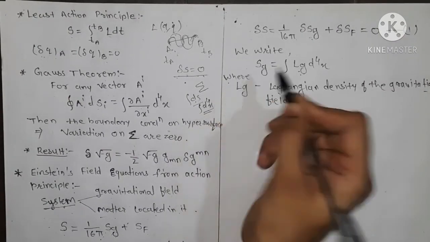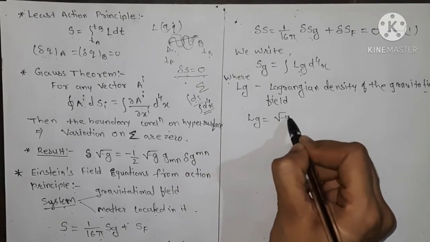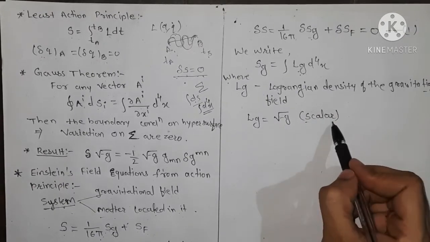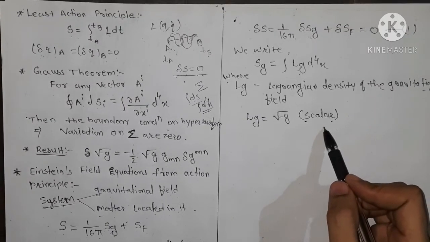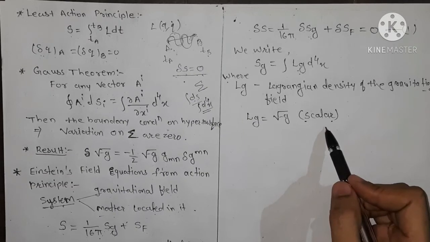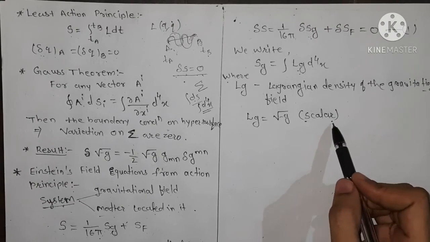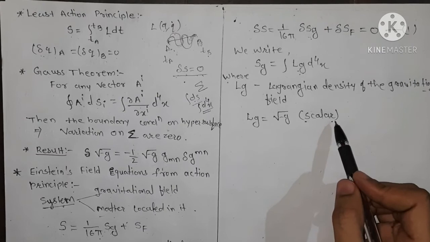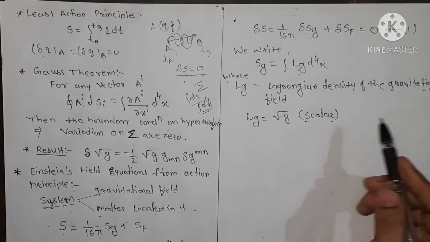Lg is equal to under root of minus g into a scalar, where we choose the scalar in such a way that the resulting equation must contain the derivative of gmn no higher than the second. That is, we require the derivative of gmn to be of second order and not higher than that. And since we are choosing here the action, the action gives us that the derivative of gmn is no higher than the first. Hence we choose the scalar as the Ricci scalar.